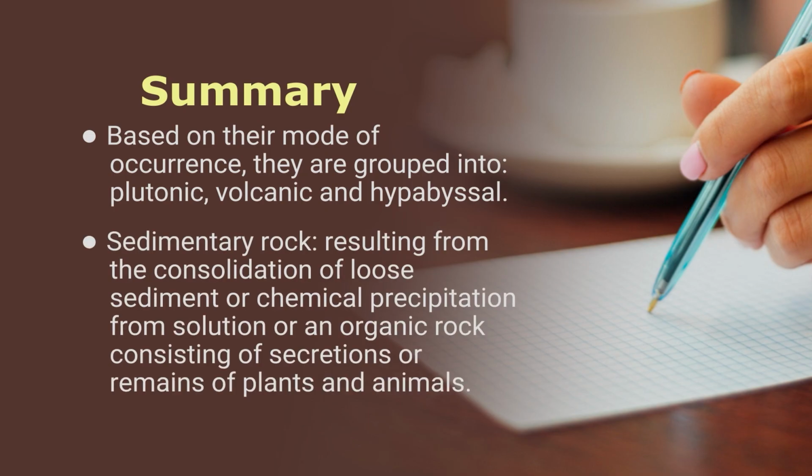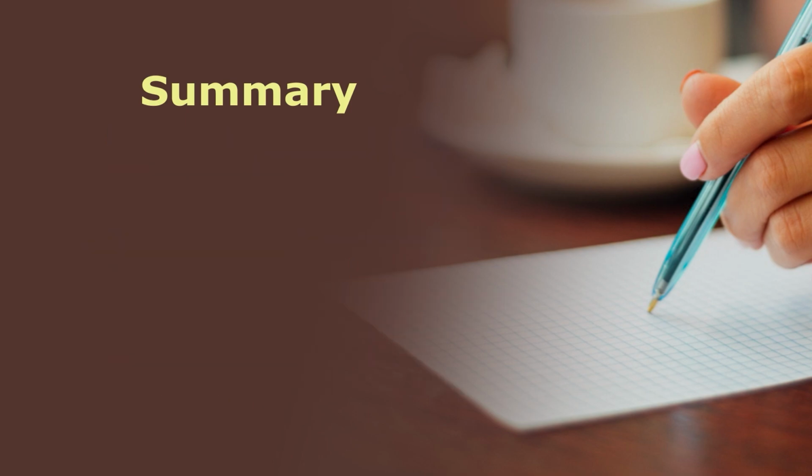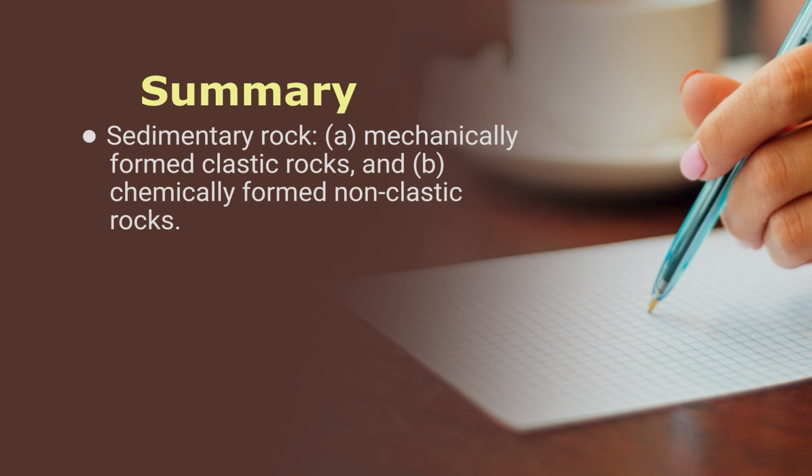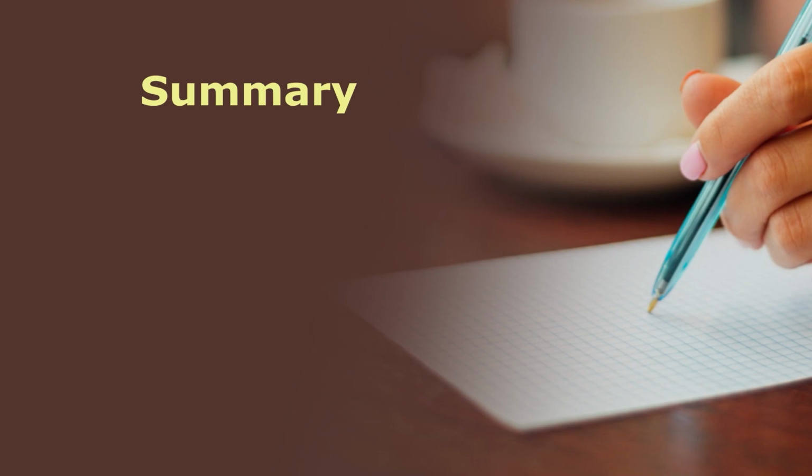Sedimentary rocks result from the consolidation of loose sediment, or chemical precipitation from solution, or organic rock consisting of secretions or remains of plants and animals. For example, coal. Sedimentary rocks can be mechanically formed as clastic rocks. They can also be formed chemically as non-clastic rocks. I gave you the example of halite. You can also have limestone.